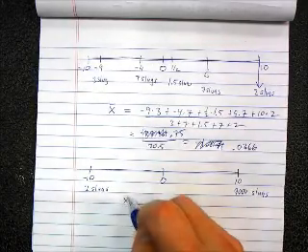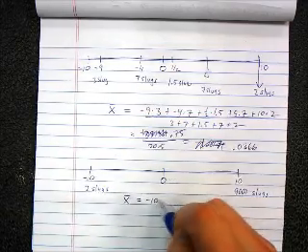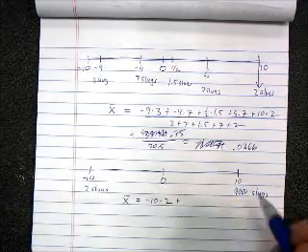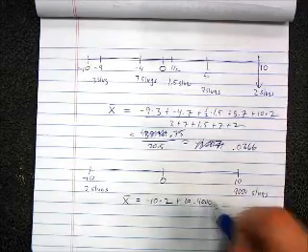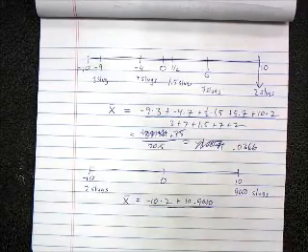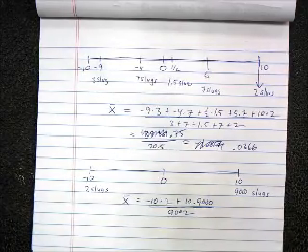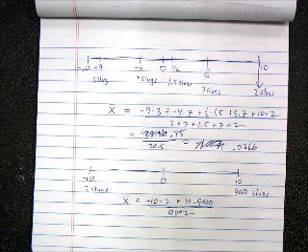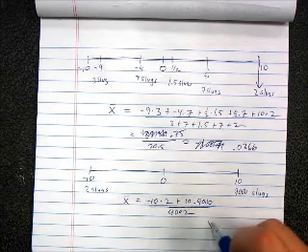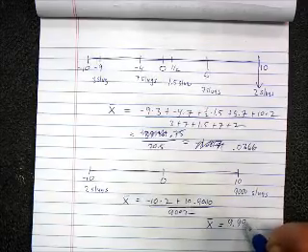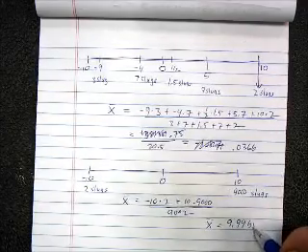Well, x bar would be negative 10 times 2 plus 10 times 9,000, divided by 9,002. All right, so that would be negative 10 times 2 plus 10 times 9,000, divided by 9,002. X bar would be 9.99555 feet.